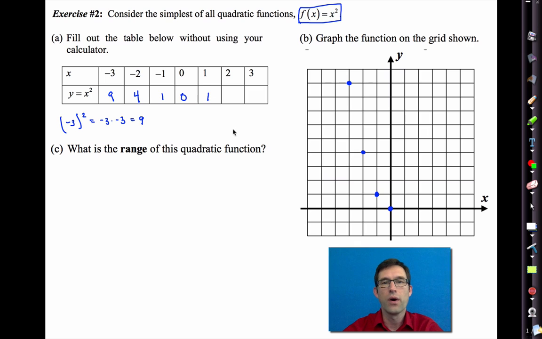1 times 1 is 1, giving me the point (1, 1). 2 times 2 is 4, giving me the point (2, 4). And 3 times 3 is 9, giving me the point (3, 9).